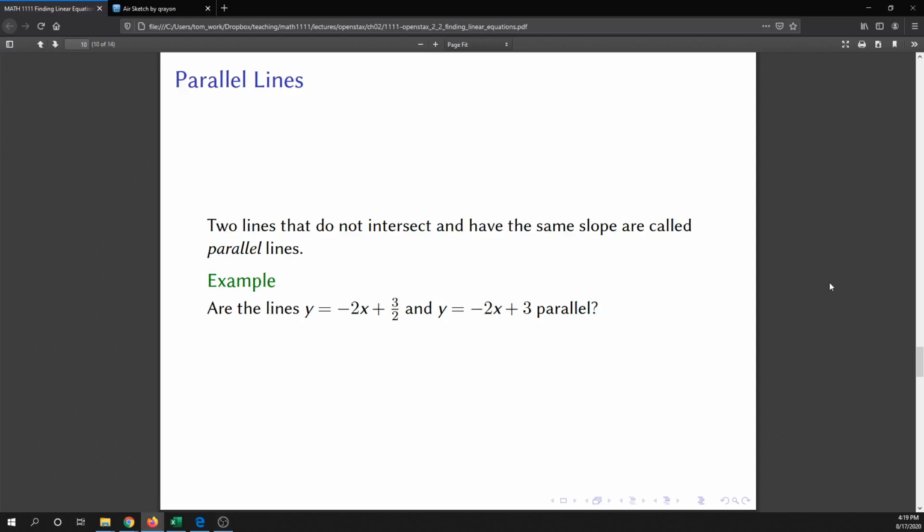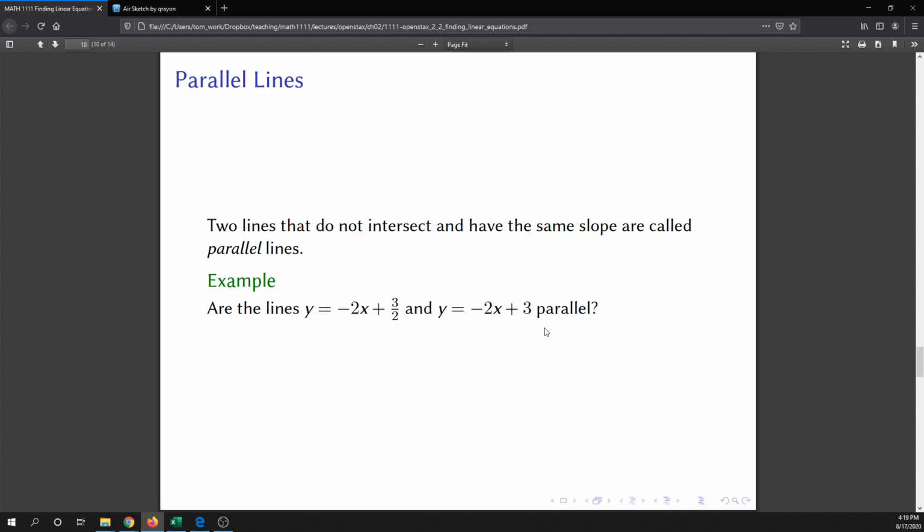In this video, we are going to talk about parallel and perpendicular lines. So two lines that do not intersect and have the same slope are called parallel lines. So here we can see they have the question, are the lines y equals minus 2x plus 3 halves and y equals minus 2x plus 3 parallel?